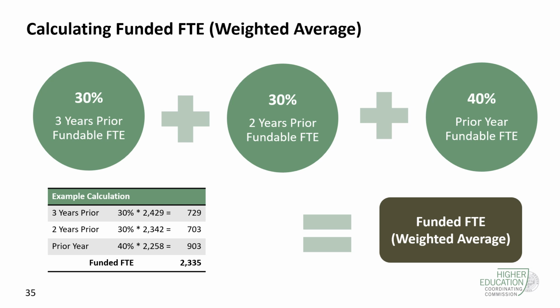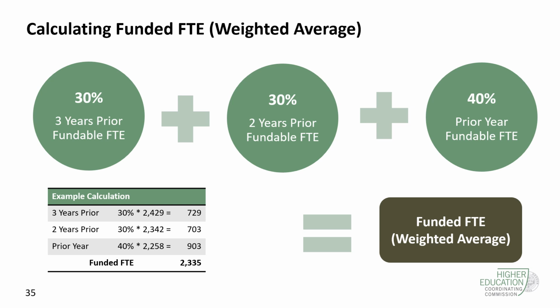But when we have the number of fundable FTE, we use the number of fundable FTE over 3 years to calculate the number of funded FTE. This is where the weighted average comes in. For the 3 years prior fundable FTE, we take 30%; 2 years prior fundable FTE, we take 30%; and the most recent prior year fundable FTE, we take 40%. A hypothetical example is shown on the bottom left of this chart. But that equals the number of funded FTE.